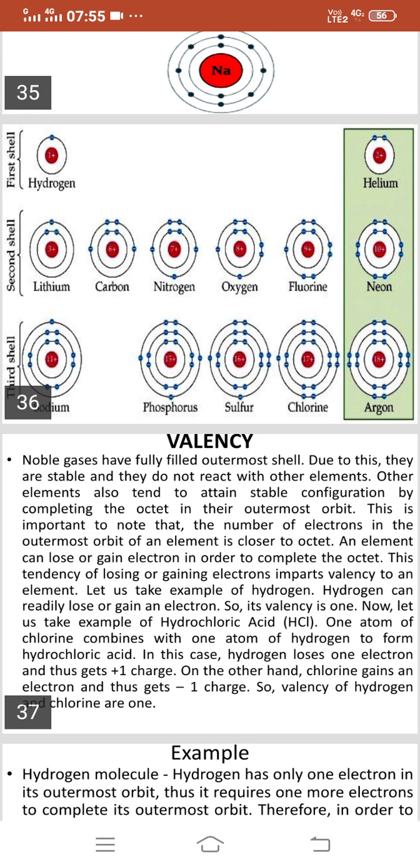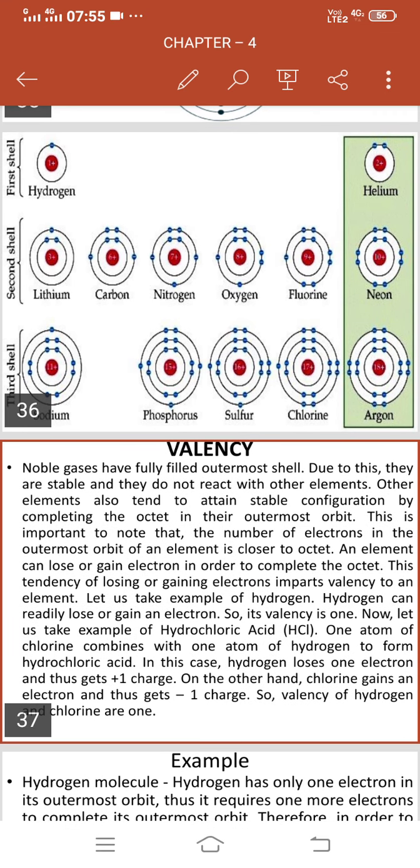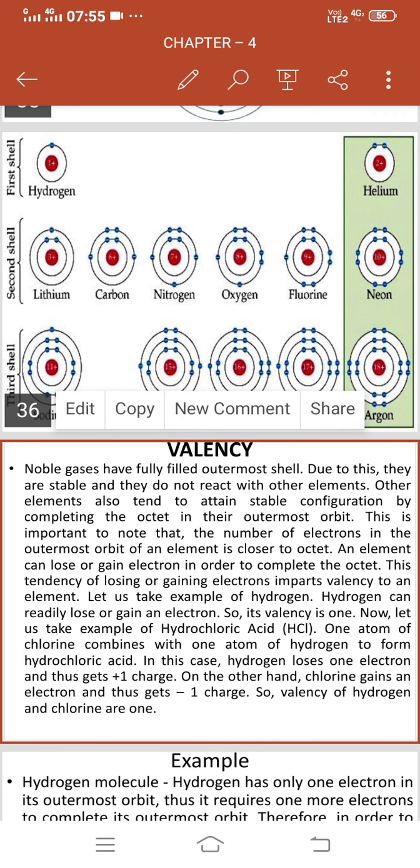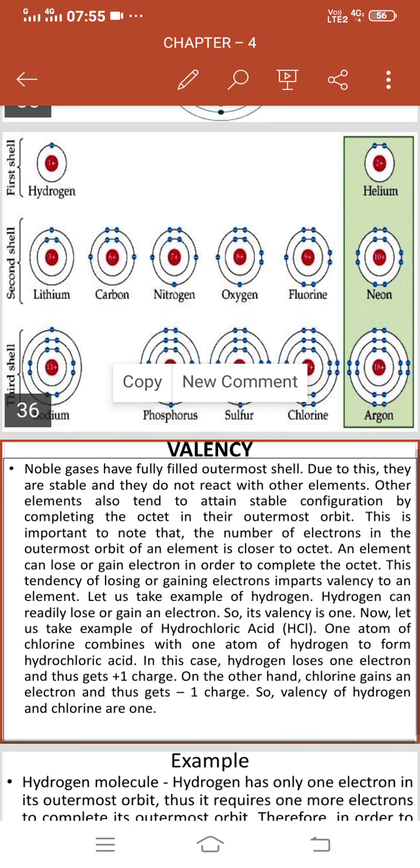Let us take the example of hydrogen. Hydrogen can readily lose or gain an electron. So its valency is 1. Now let us take the example of hydrochloric acid, HCl. In this, hydrogen loses 1 electron and thus gets a plus 1 charge. On the other hand, chlorine gains an electron and thus gets a minus 1 charge. So the valency of hydrogen and chlorine are 1.